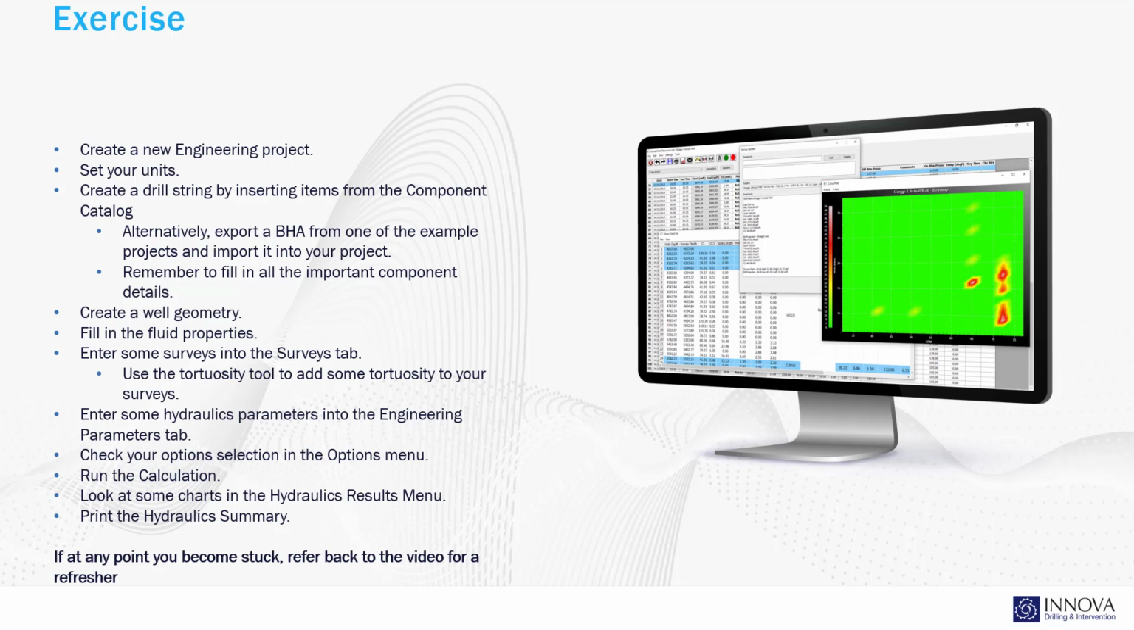Again, if you want to, you can copy some existing surveys over from one of the example projects. Once you've got some surveys into your survey tab, use the tortuosity tool to add some tortuosity to your surveys. Then you can move on to the engineering parameters tab and you can fill in your hydraulics parameters. Then go to the options menu and just review which options you have selected. Then you can run the calculation and look at some of the results charts in the hydraulics results menu.